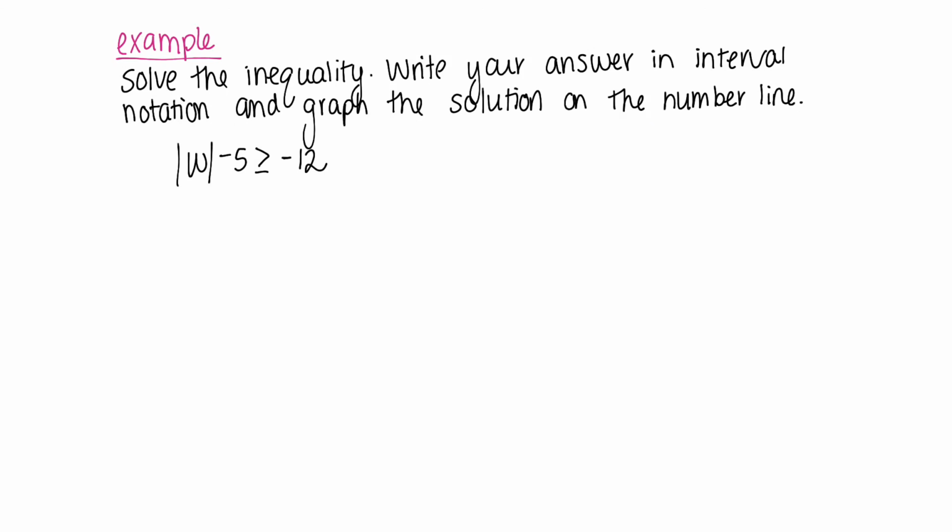One last example here. Get the absolute value by itself again, just like we talked about. So I have the absolute value of w is greater than or equal to negative 7. And much like the last problem, here we have a negative number and an absolute value, which should make you stop. Don't do anything that we would normally do with an absolute value. Positive numbers are always greater than all the negative numbers. So here, this is going to be all real numbers as the solution.